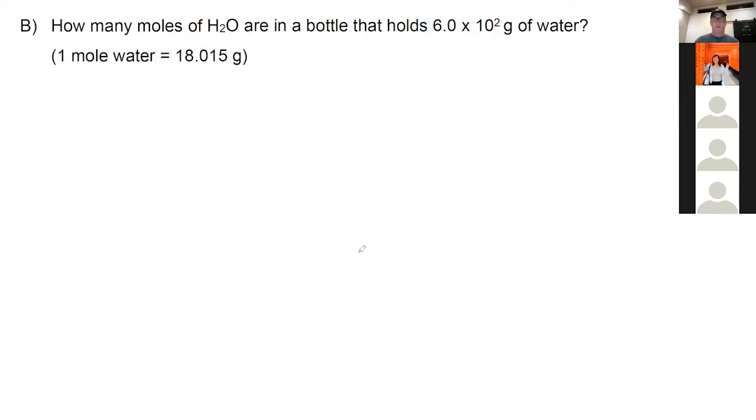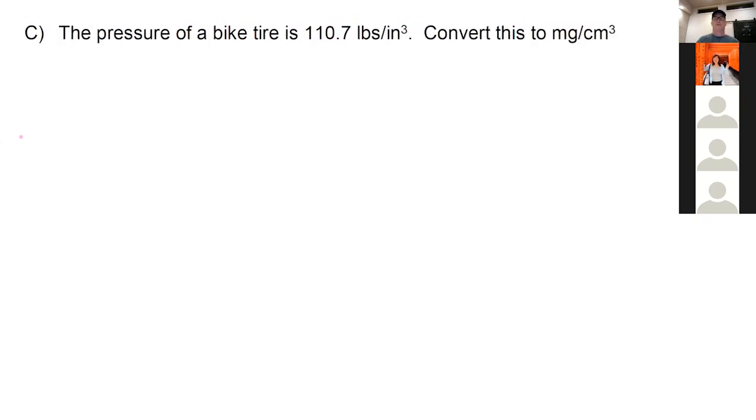Okay. Let's do the next. Ooh, this is a fun one. Okay, so we've done the pressure of a bike tire before, but now I've changed it into something truly bizarre. So I want to go from pounds per square inch to milligrams per cubic centimeter. Why anyone would want milligrams per cubic centimeter, I have no idea, but let's do that. So we will start as usual.